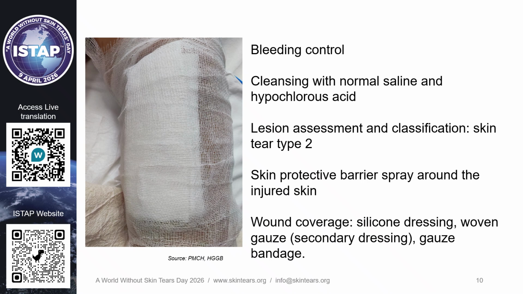After that, a silicone dressing was placed, covered with a wooden gauze as a secondary dressing, and secured with a gauze bandage. On the same day, the patient underwent arm surgery, although we lost follow-up and do not know the exact progression of his injuries. But as a team, we established new care guidelines.